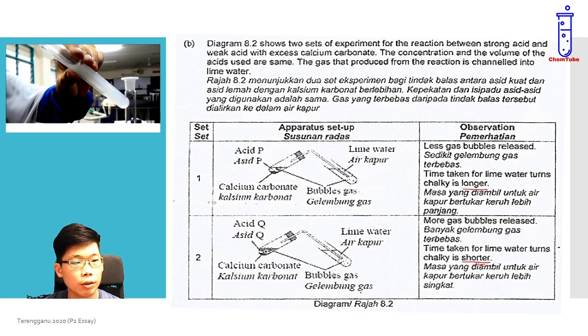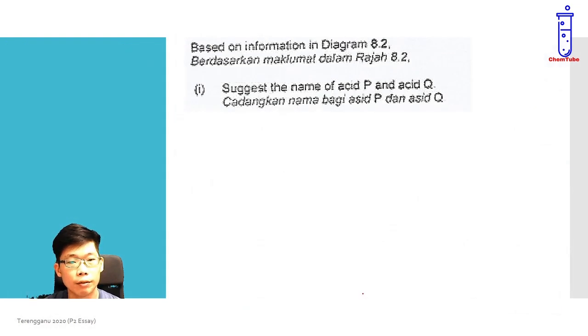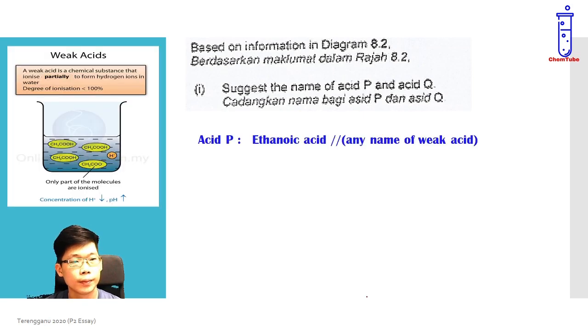Okay, now we look into the question. Based on the information, suggest the name of acid P and acid Q. So acid P, we know that it is a weak acid. A weak acid is a chemical substance that ionizes partially to form hydrogen ions in water. So the degree of ionization is less than 100%. So here we can suggest acid P is ethanoic acid, or any name of a weak acid.